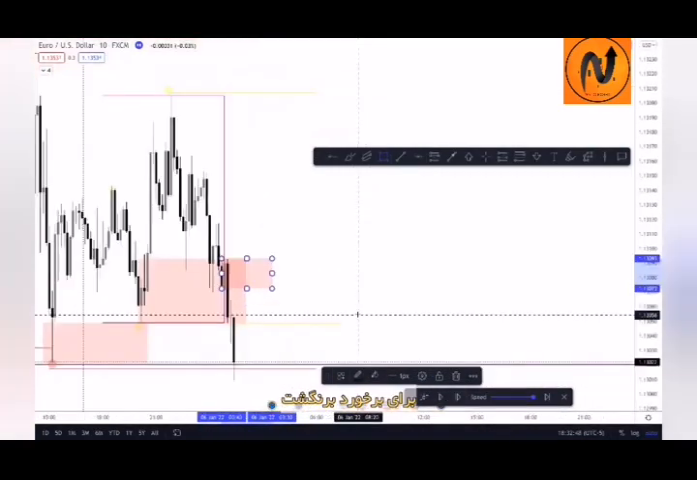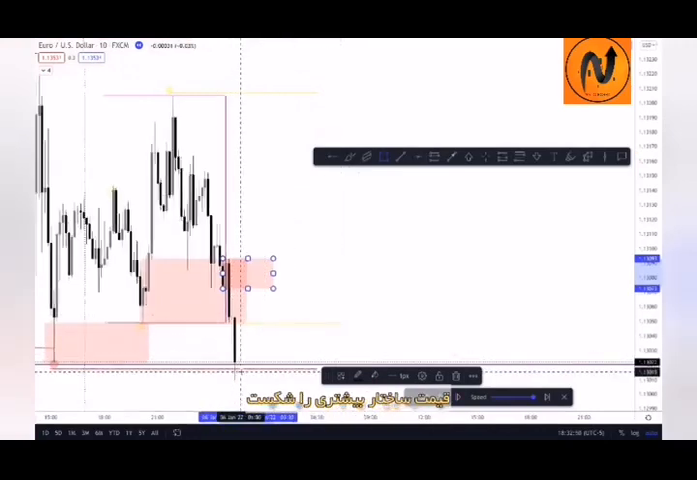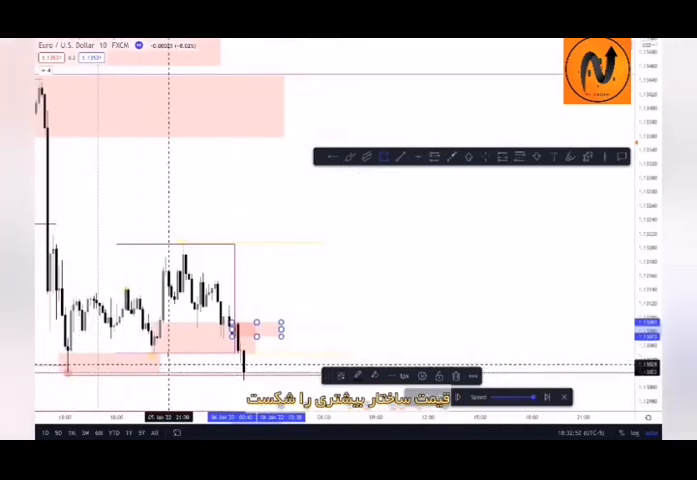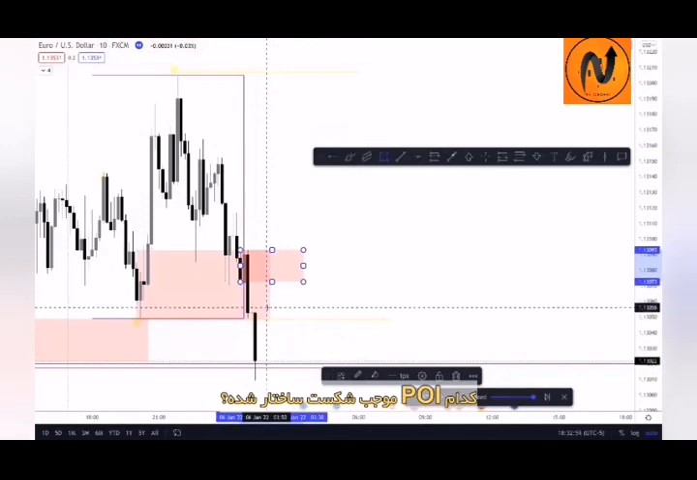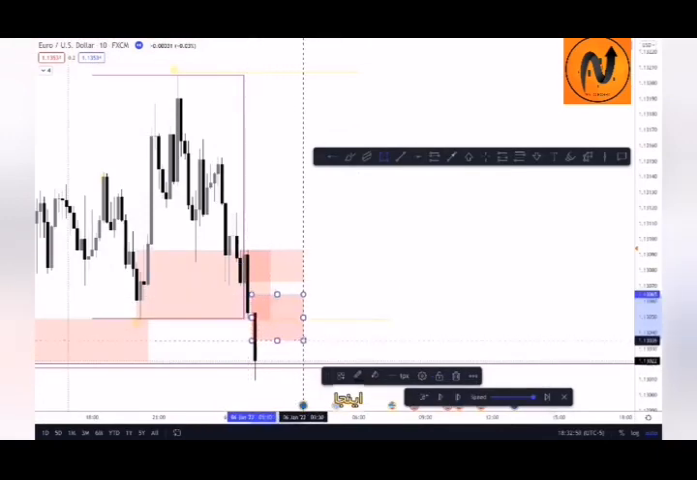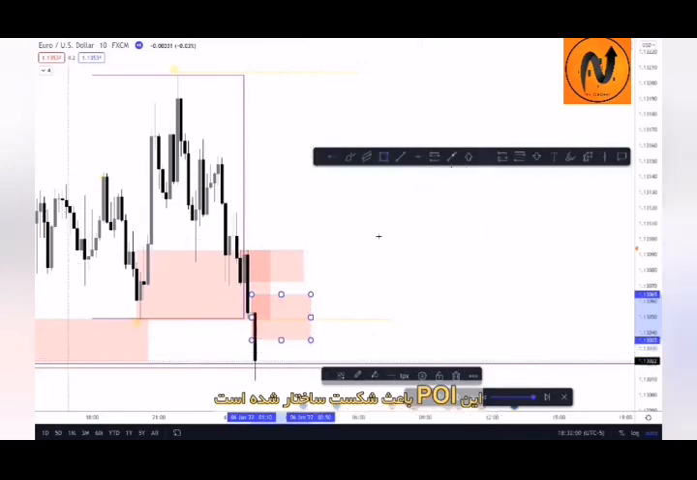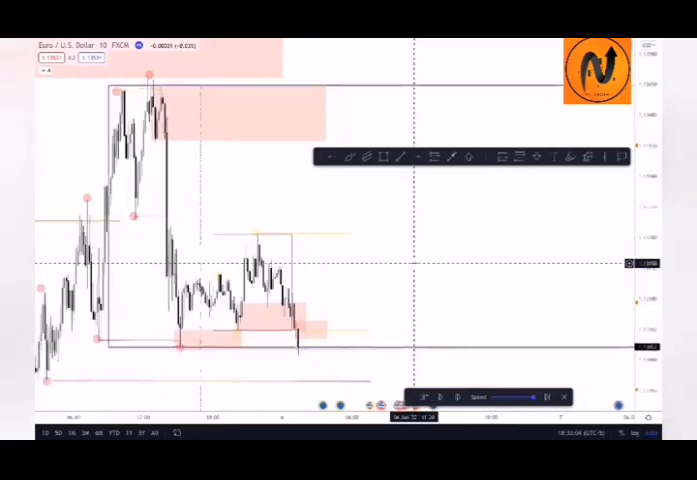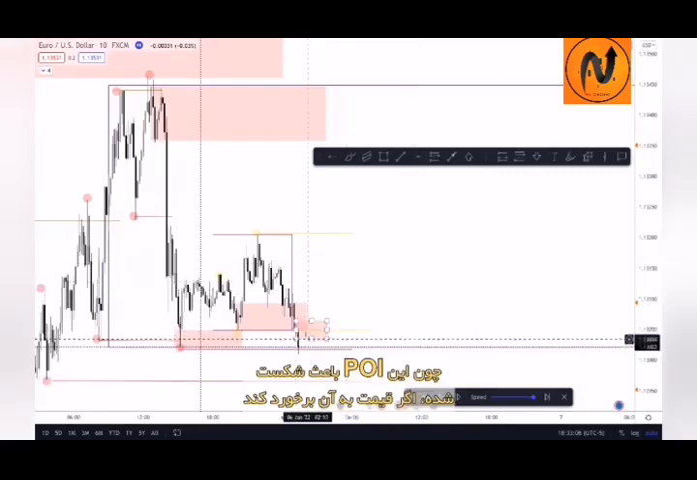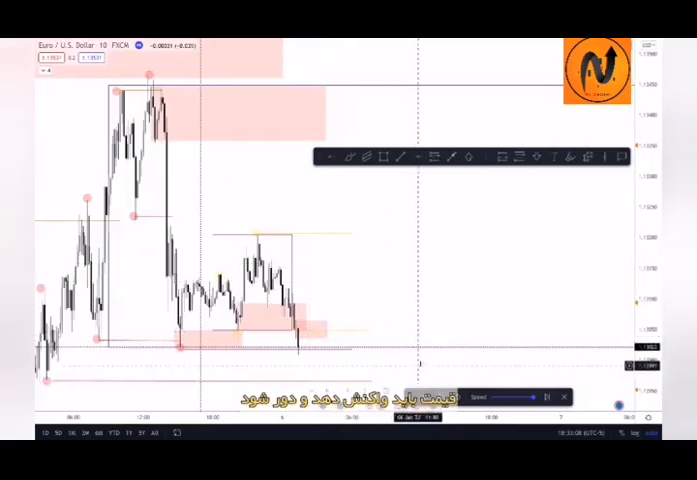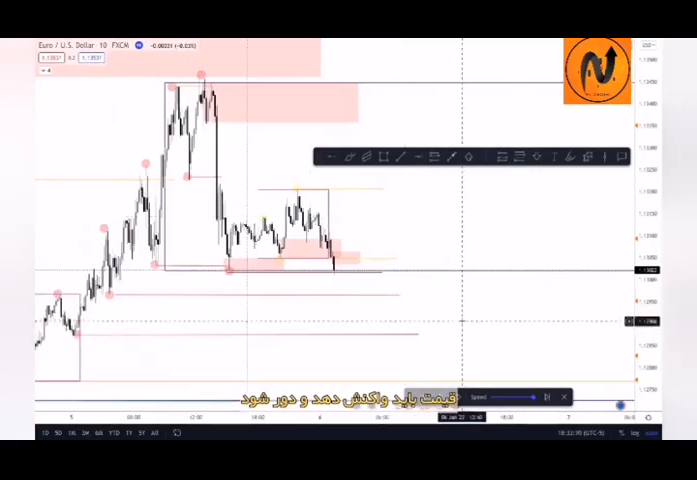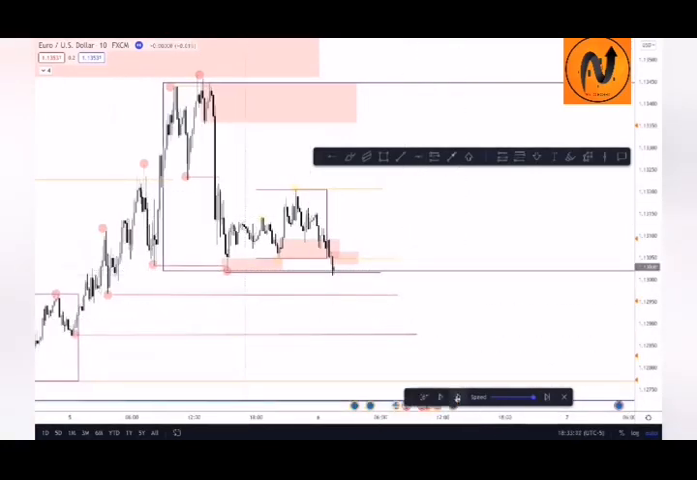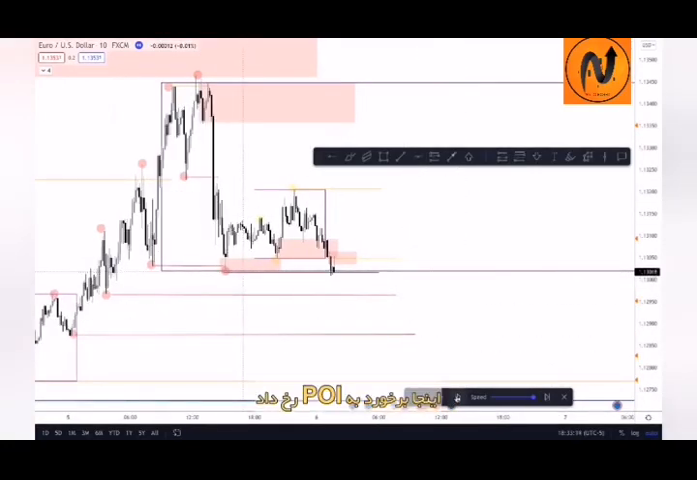Doesn't look like it came to tap. We came to now break more structure right down here. Where was the POI that caused the break of structure? Right here. This POI caused the break of structure. Because this POI caused the break of structure, if we simply come and tap into here, we should run. Here's that tap in the break of structure.